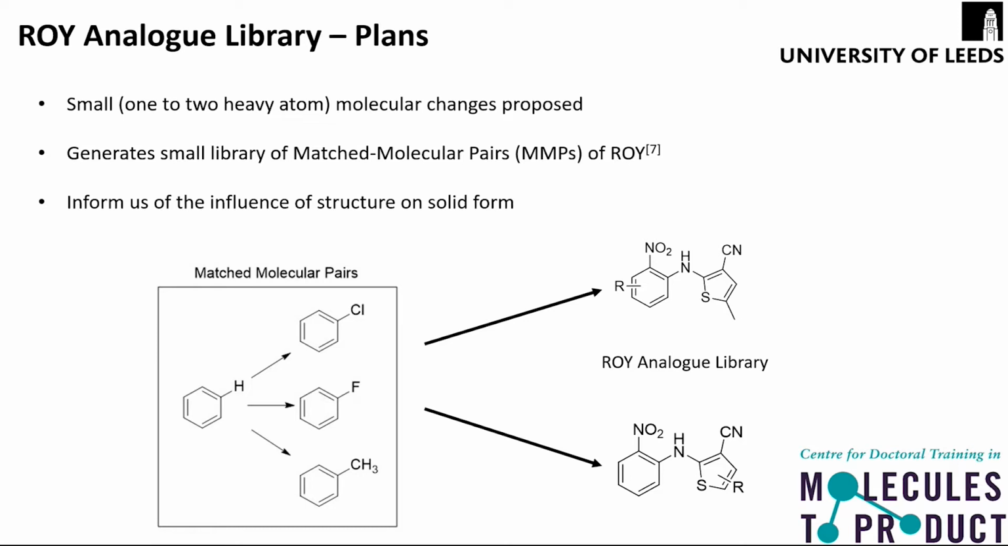And we also decided, just to expand the library slightly, to probe some long-held ideas around polymorphism. We decided to do some functionalizations based on the functionality present within ROI. So we're looking at this nitro group here and this nitrile group here. We're hoping that these small chemical changes will help us understand the changes to the polymorphic profiles of the resulting compounds.